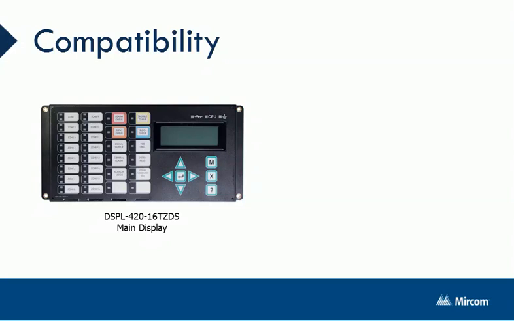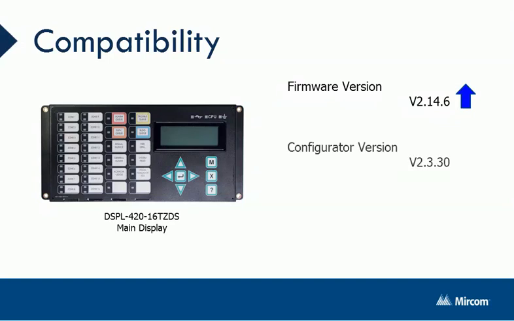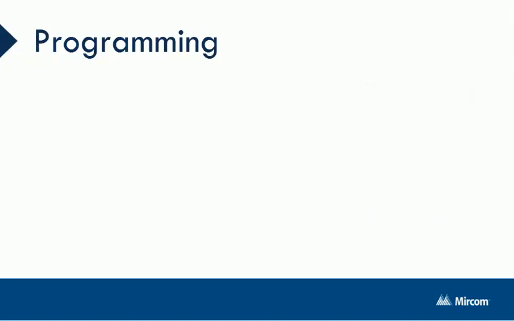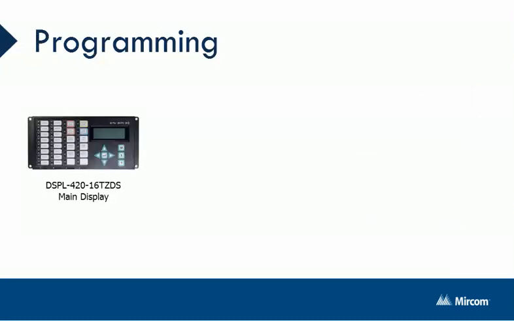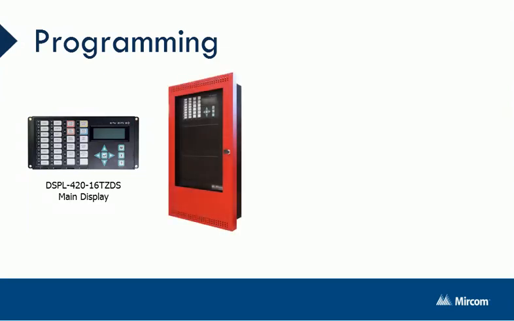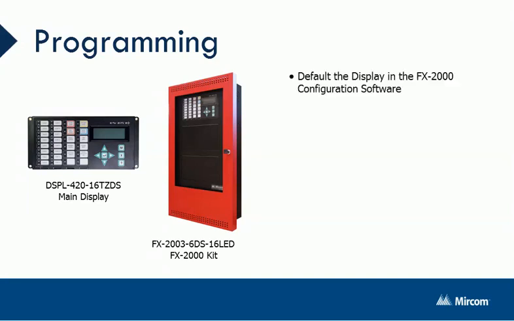The DSPL 42016 TZDS is compatible with the following versions and revisions. It is compatible with the FX2000 main panel firmware version 2.14.6 and up, configurator version 2.3.30 and up, and hardware revision Z and up. If you choose to use either the DSPL 42016 TZDS or the FX2003 6DS 16 LED, you'll have to default the main display in the FX2000 configuration software in order to align the switch and LED index numbers to their new locations on the main display.